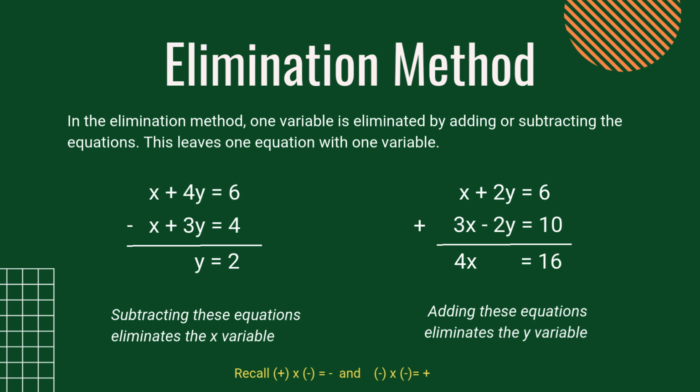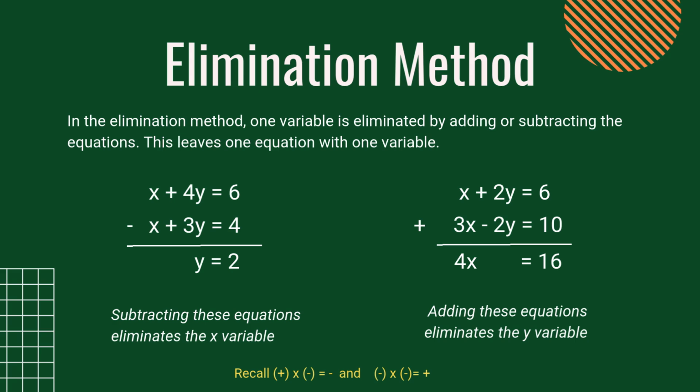In the elimination method, one variable is eliminated by adding or subtracting the equations, and this leaves us with only one variable. When we have gotten one variable, we can now substitute into any of the equations to get the second variable. We have two examples here. Let me show you how to add or subtract equations. The first one says x plus 4y equals 6 and x plus 3y equals 4.